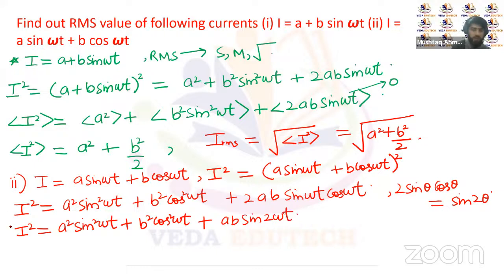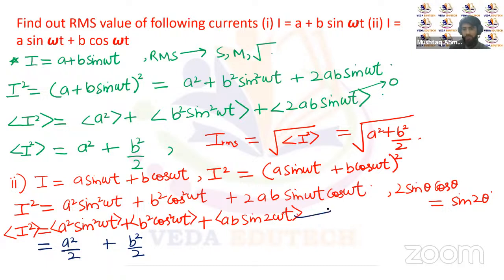Now we have to take the average of each and every term here. You can see that the average of sine square omega t is half, so it will be A square over 2. The average of cos square omega t is once again half, so that will be B square over 2. And once again, we know that the average of sine theta is 0 for the complete cycle. Similarly, the average of sine of 2 theta will also be 0 for the complete cycle. It means this term will once again vanish. It will go to 0. So this will be the value of the mean of I square.